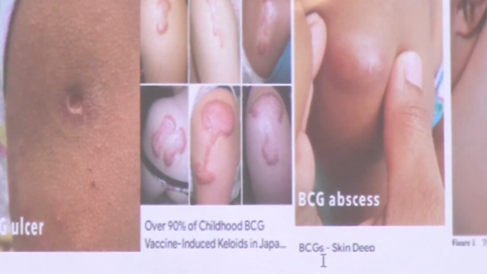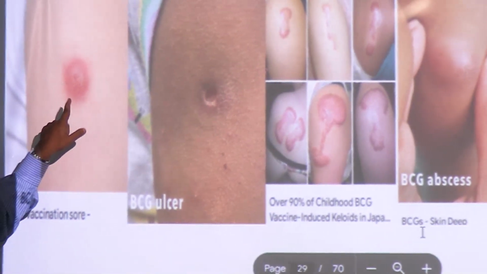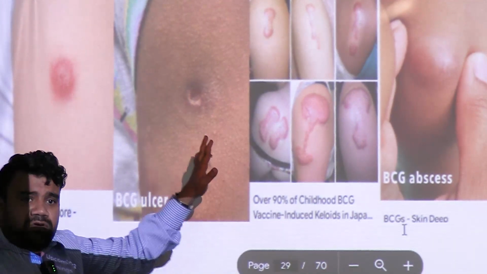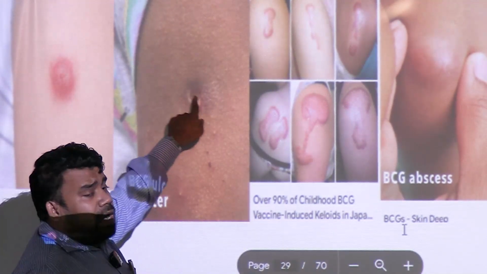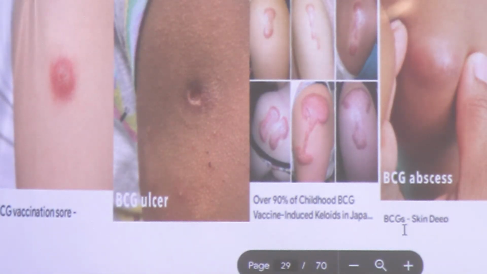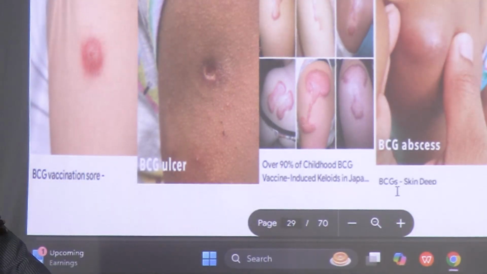Look at this slide. Initially, after the injection, there will be a swelling with reddish discoloration, inflammatory response. Slowly, the skin will get sloughed off and we will be left with an ulcer. This ulcer will heal by secondary healing. In pathology, we have already done secondary healing. That is the reason why we end up having a scar on the left shoulder region, left deltoid region.